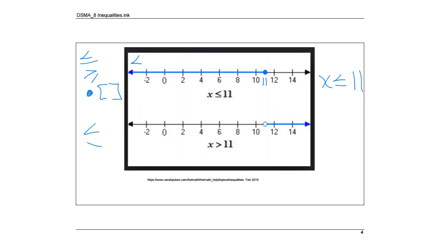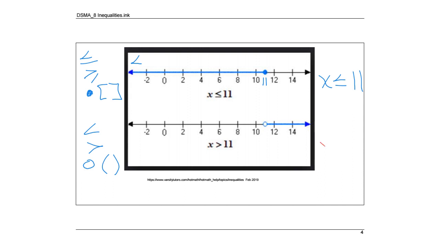If you have a less than or greater than, then you're going to have an open circle on the number line. We also use parentheses. That just denotes that we're not including the actual number. So on the first one, we are including 11. So our solution set is 11, and then every single number less than 11. Doesn't matter if it's a decimal, a fraction, or an integer, which is the numbers on our tick marks.